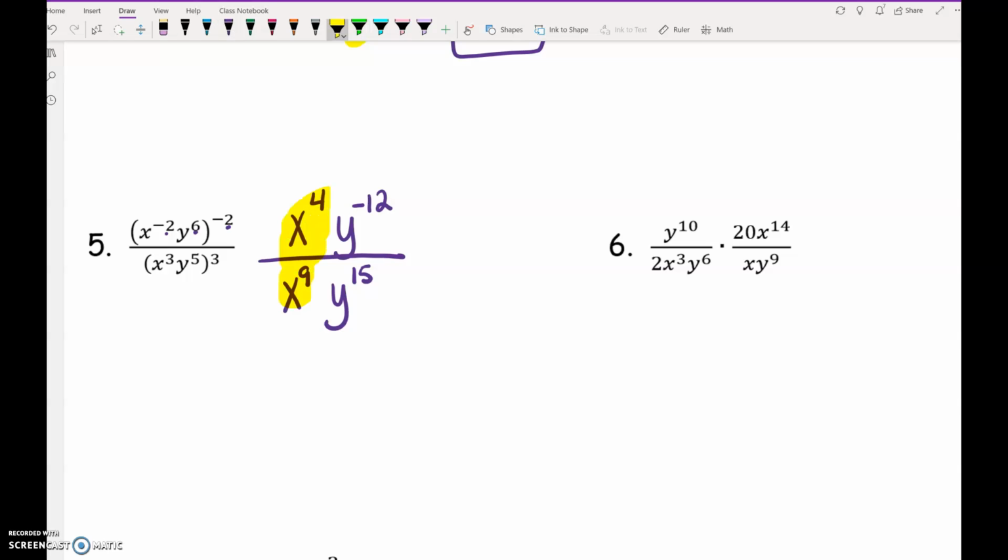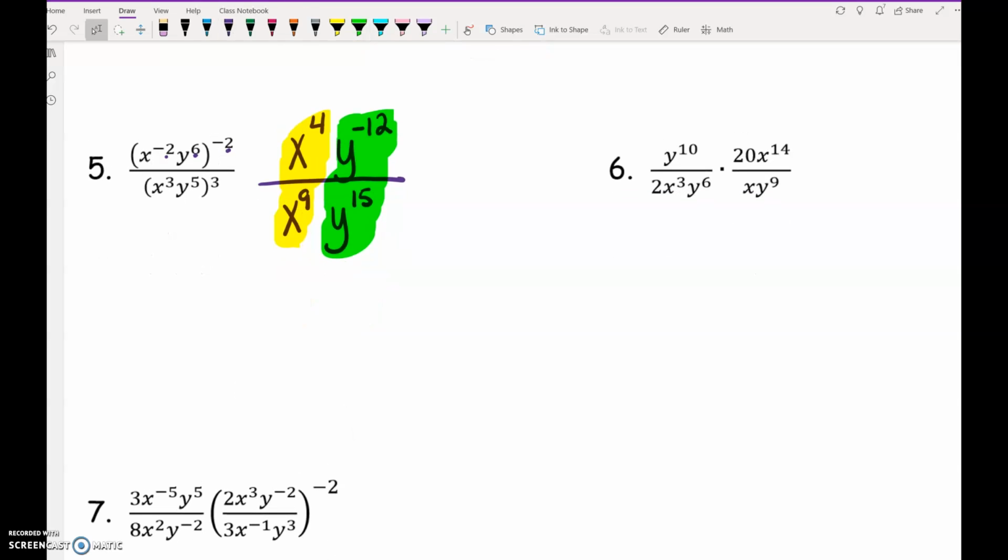Now you can break this up vertically. And there are 2 ways to do this. There's probably like 4 or 5 different ways you could do this. If you want to do the subtraction, which is the most common way of doing this, x to the 4th divided by x to the 9th, you need to subtract 4 minus 9. What is 4 minus 9? Negative 5. Negative 12 minus 15 is negative 27. So our final answer would be x to the 5th and y to the 27th on the bottom.